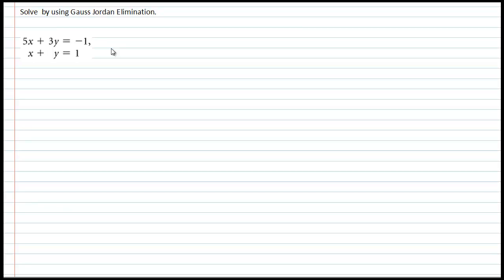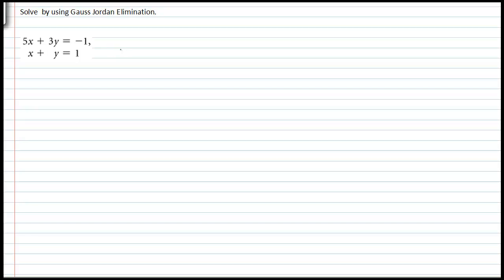In this problem, we want to solve by using the Gauss-Jordan elimination. In order to use the Gauss-Jordan elimination, we want to make sure that the system of equations is written in the proper format, in the sense that we want to make sure that all the x's are lined up on the left, all the y's lined up on the left, and all constants lined up on the right before we write it in an augmented matrix.